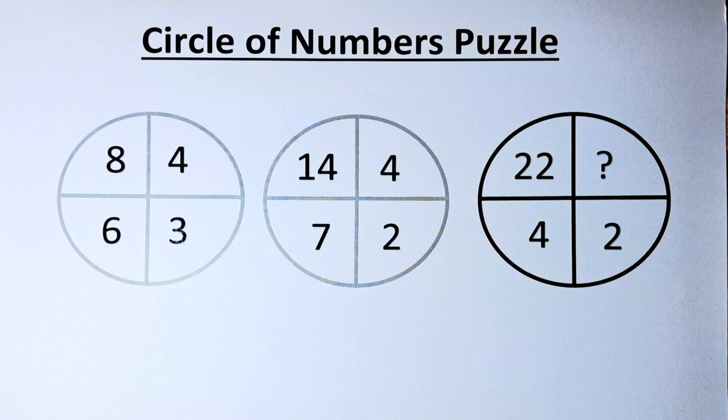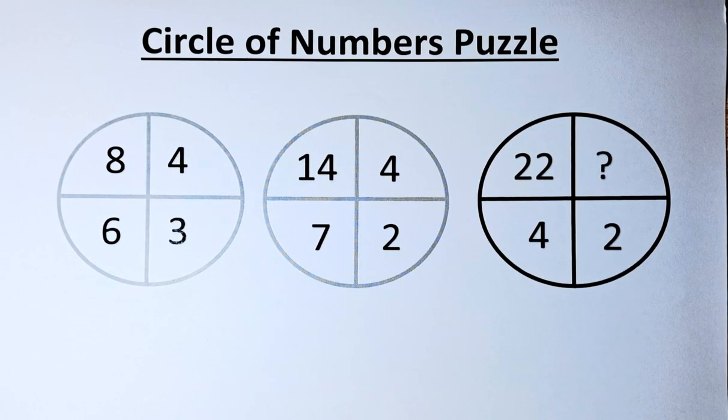Welcome back to the circle of numbers puzzle. In this case, we have three circles in front of us, and the numbers are as follows. In the first circle, we have 8, 4, 6, 3; second circle, 14, 4, 7, 2; and in the last circle, we have 22, question mark, 4 and 2. What number represents the question mark? Without further ado, let's try to solve this problem.